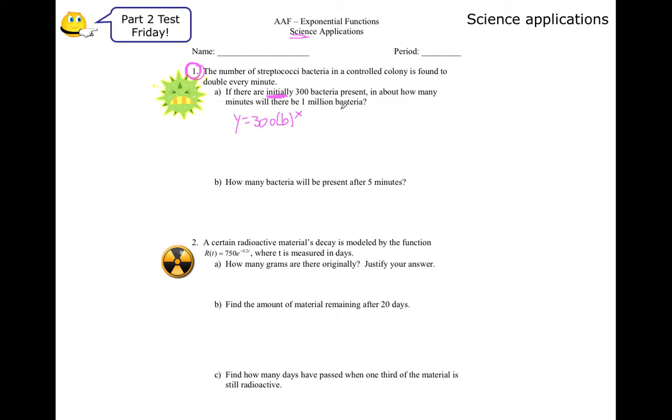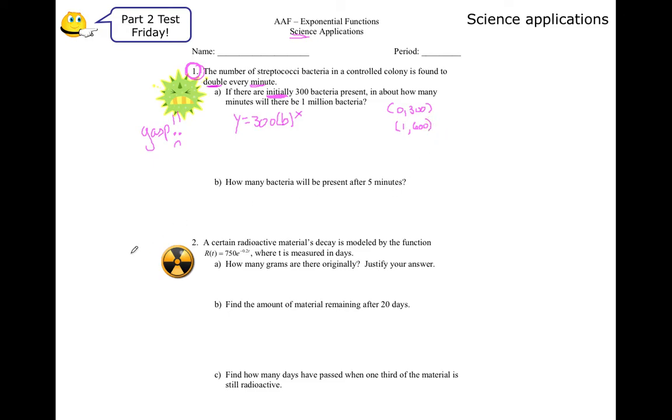Wait a second. They're asking me a question but they only gave me the 300. How am I supposed to solve for the base? Uh-oh, panic. What do I do? Go back to the words of the problem and see if there's anything that's going to help you. I know initially I have 300, but go back here. The bacteria is found to what? Double every minute. So that means at 1 minute there must be how many streptococcus?